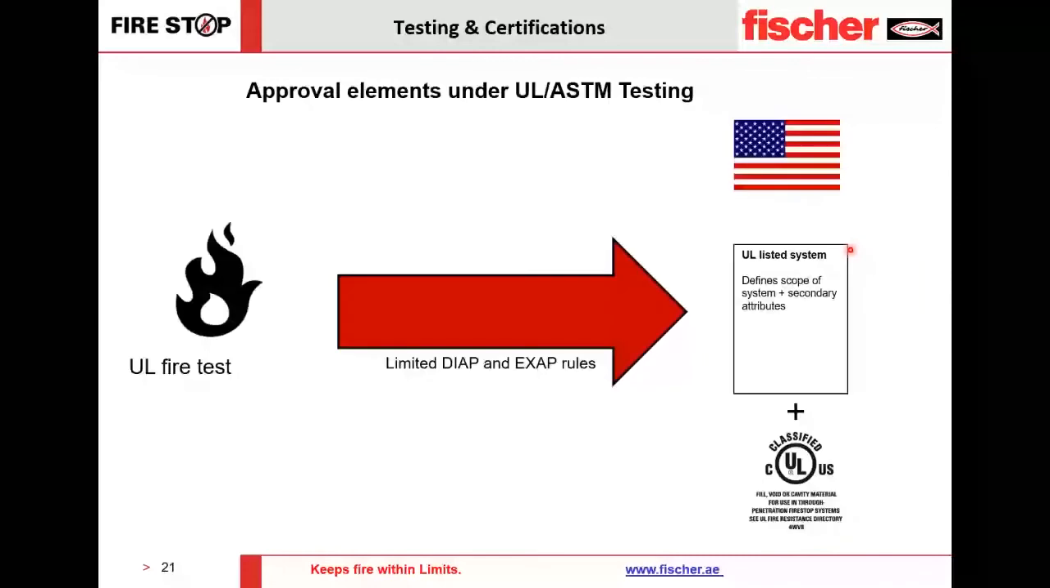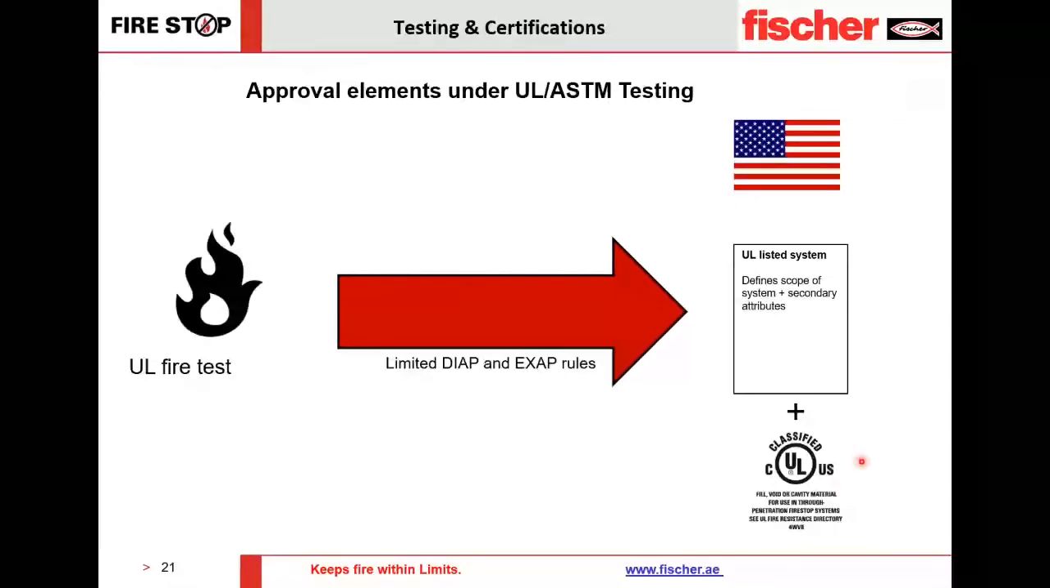Now, let's take a look how this looks on the American side of testing. So under UL testing, fire test results are directly transferred to a so-called UL listed system. The extent of DIAP and EXAP rules are less than under European certification schemes, and the listing itself, that's the result of the testing, is online available under the Product iQ, which can be accessed by a free of charge account. The listing goes along with the UL classified mark you see on the bottom on the product itself, and this certifies the product performance and also that the manufacturing is observed under the UL follow-up service.